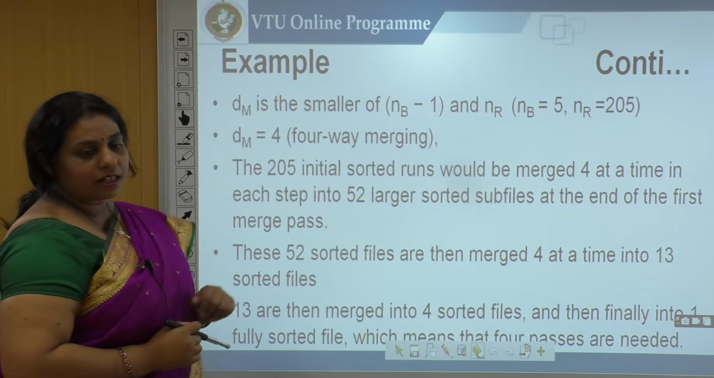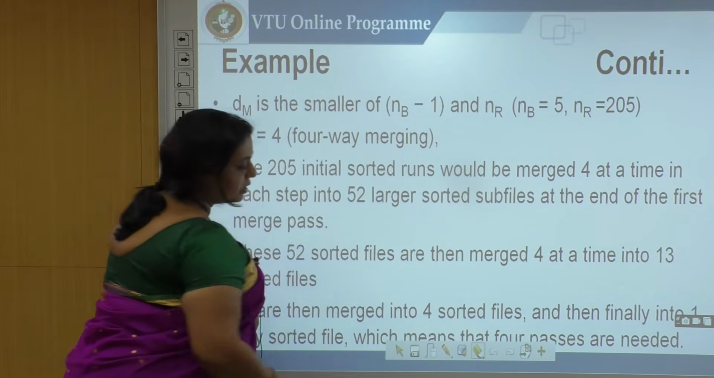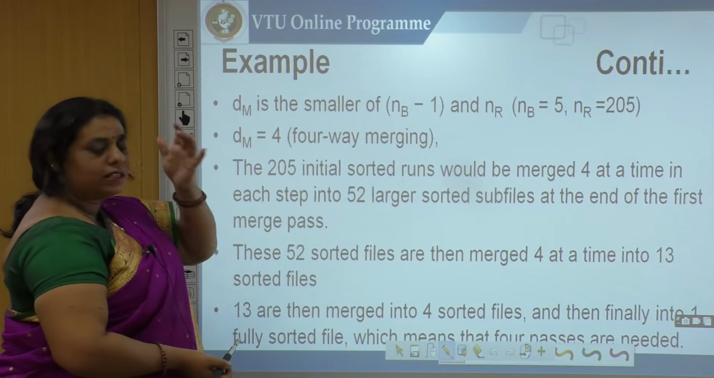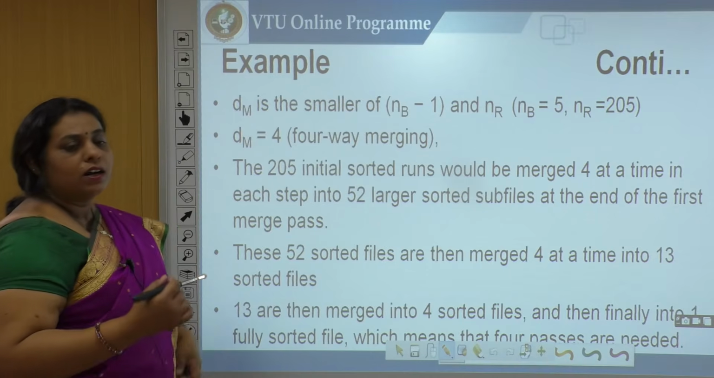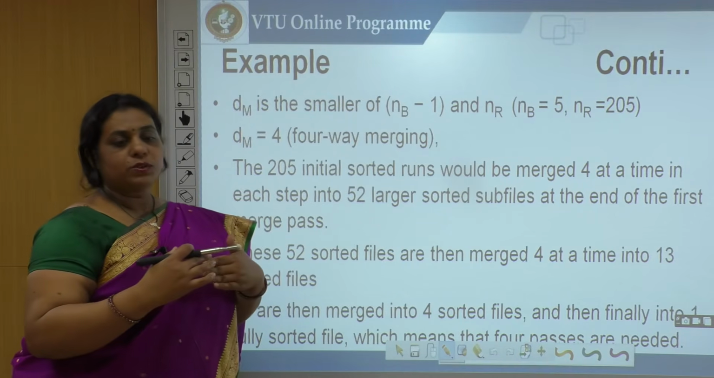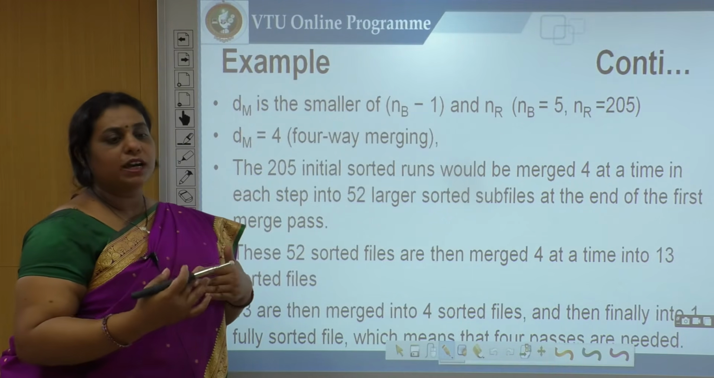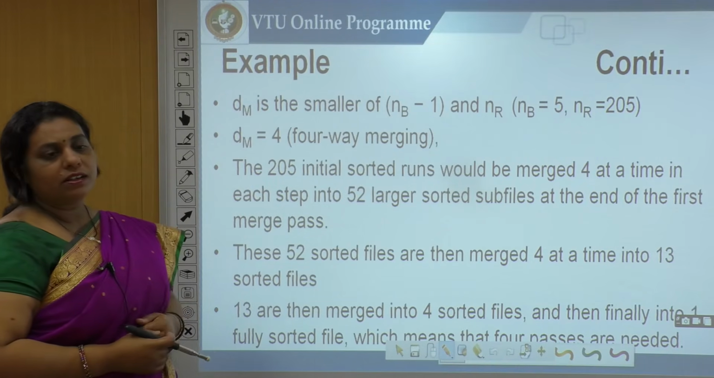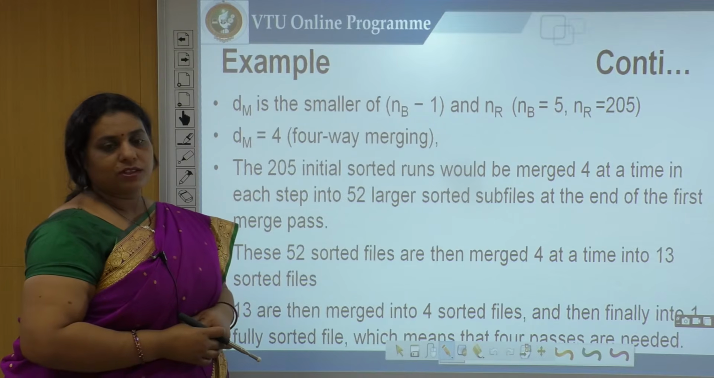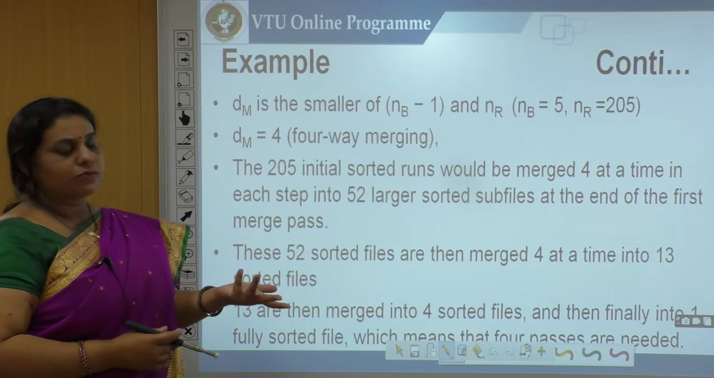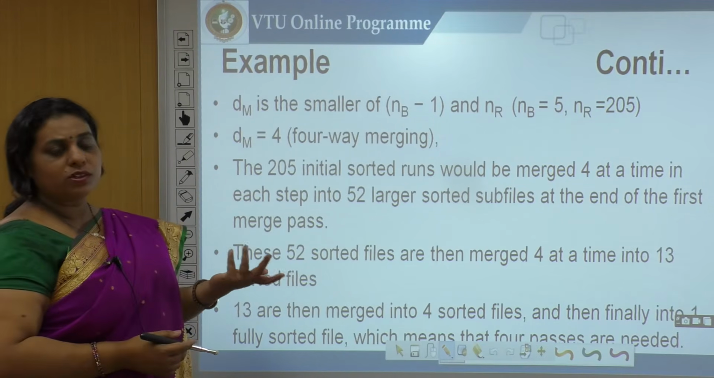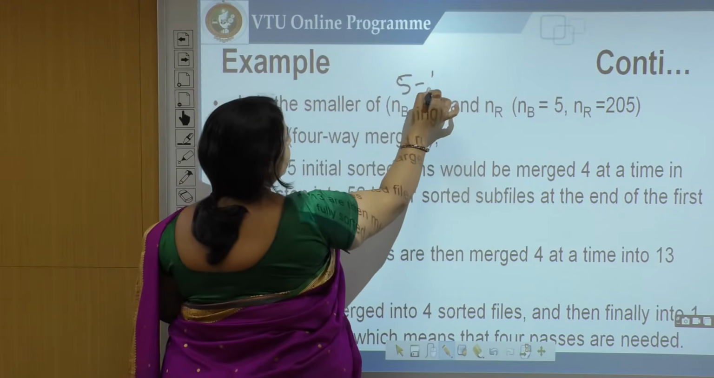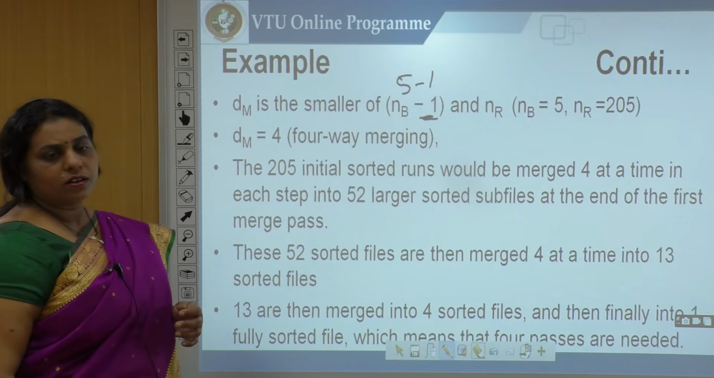Okay, so to summarize this particular merge algorithm: DM, that is the degree of merge, will decide how many phases of merge will happen. There is 4-way merging. How is it decided? It is decided by the number of buffers available, right? For me, the number of buffers available was 5. 1 is required to store the result. That's why it is 5 minus 1 is equal to 4.